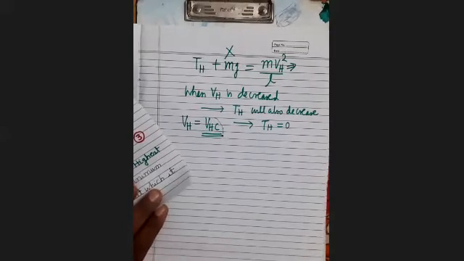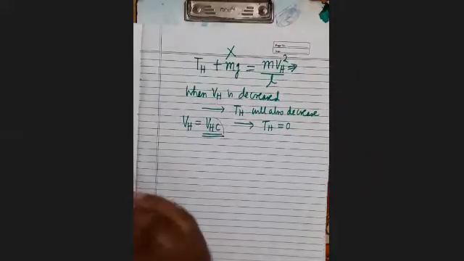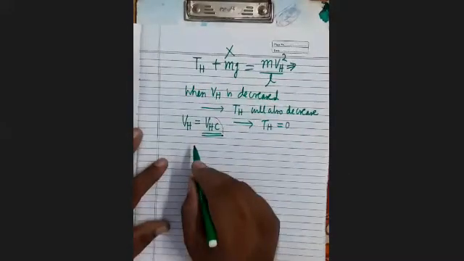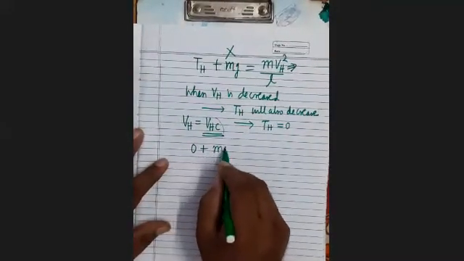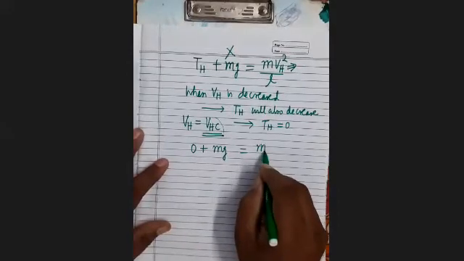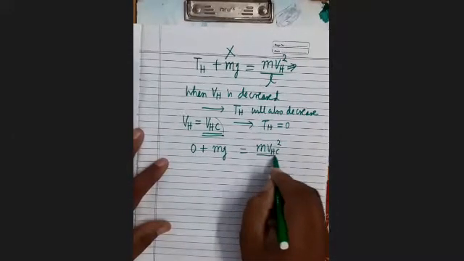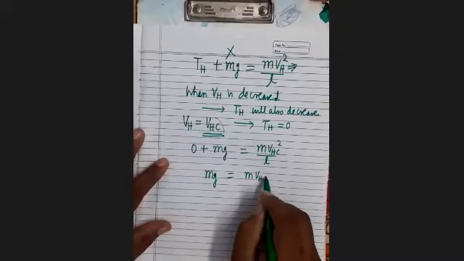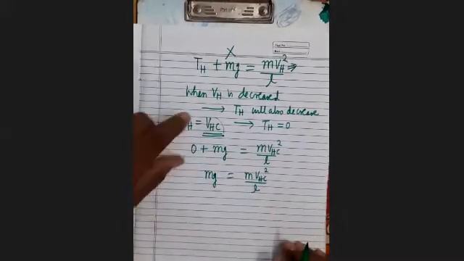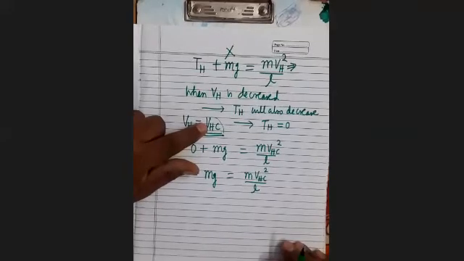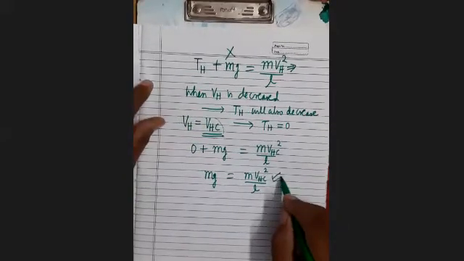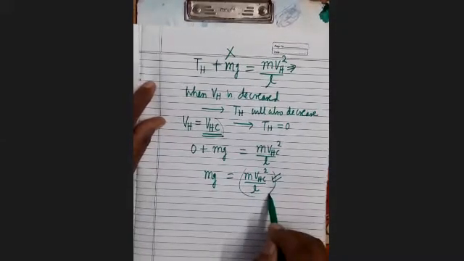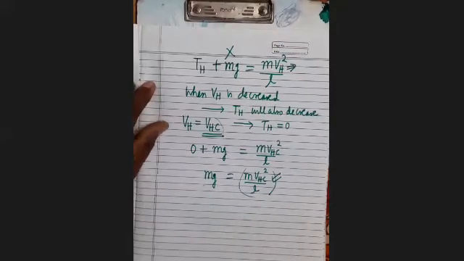So see here, why it will not be able to complete the circle. You can see, you substitute here 0 plus mg equals mVHC square upon L. That is, mg equals mVHC square upon L. If you decrease the speed less than this, then the requirement of CF will be less than mg. Therefore, requirement of CF will be less than mg.